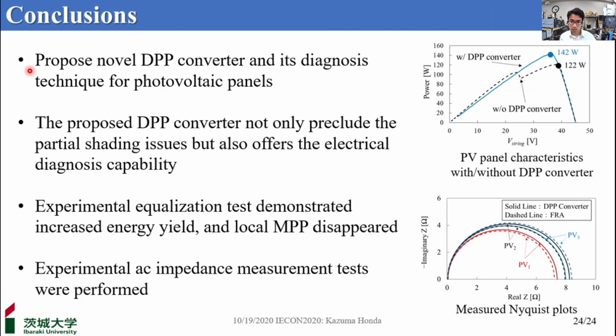This presentation has proposed a novel DPP converter and its diagnosis technique for photovoltaic panels. The proposed DPP converter not only precludes the partial shading issues but also offers the electrical diagnosis capability. Experimental equalization tests demonstrated increased energy yield and that the local MPP disappeared. Experimental AC impedance measurement tests were performed.